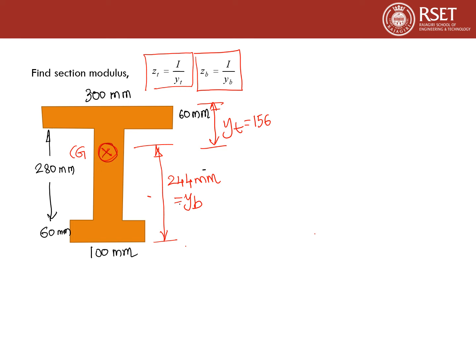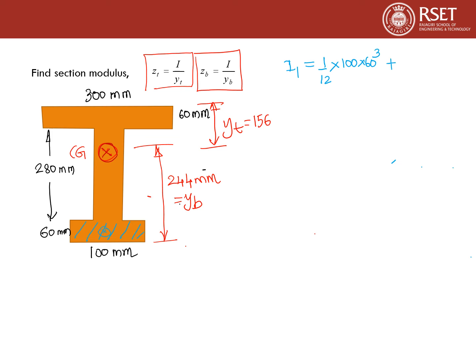Now we have to calculate the moment of inertia I. For that again we will divide it into rectangles and add the moments of inertia. So the moment of inertia will be I1 plus I2 plus I3 for the three rectangles. We are calculating the moment of inertia about the centroidal horizontal axis, so we have to use the parallel axis theorem to shift the axis. For the rectangle, the moment of inertia is 1 by 12 b d cube. That is 1 by 12 into 100 into 60 cube.